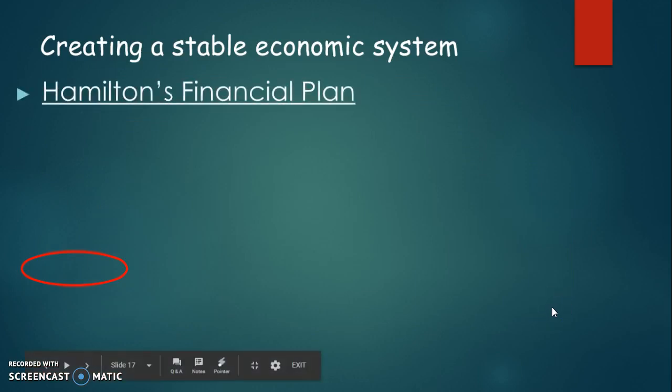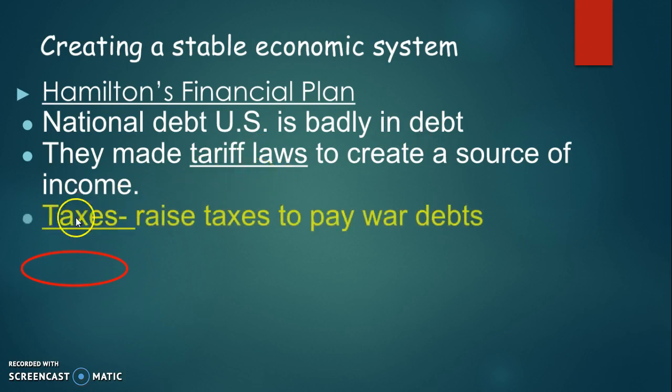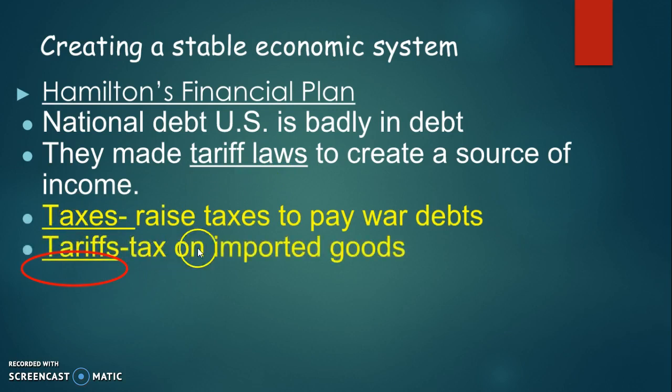Now, the first thing is creating a stable economic system. Do not write anything that is not in yellow. Hamilton has a financial plan. He says we're badly in debt. We need to pay back the loans from France for the revolution. They created a tariff law. Now, a tariff is a tax on imported goods from other countries. We're going to raise some taxes to pay the war debts.